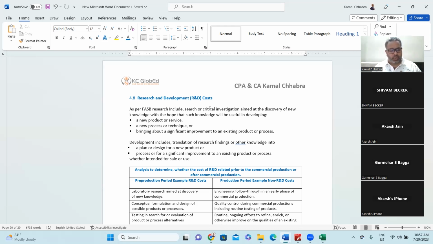For example, like again, till the technical feasibility, jitna bhi expense hoga, those all expense will go into the P&L. But once the technical feasibility is being established, like your prototype is ready, and from prototype to the main product, whatever the expenditure you are making, that can be capitalized.